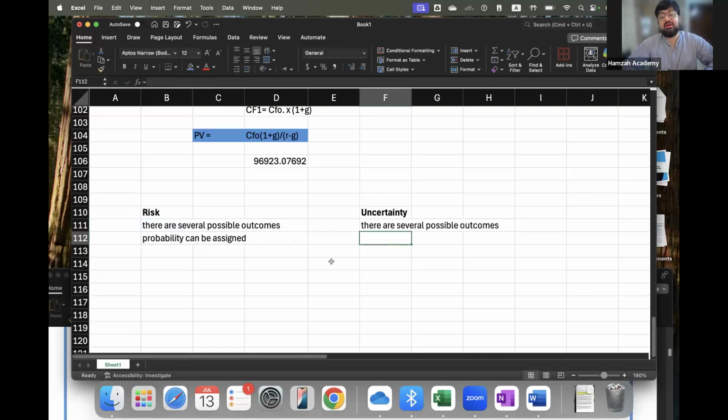Uncertainty: several possible outcomes, where probability cannot be assigned.